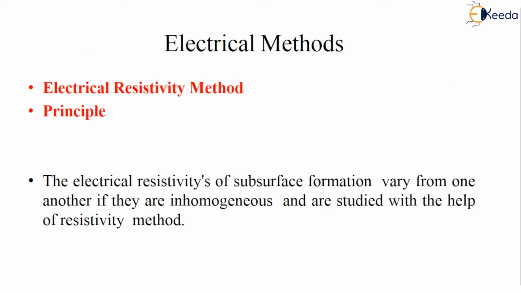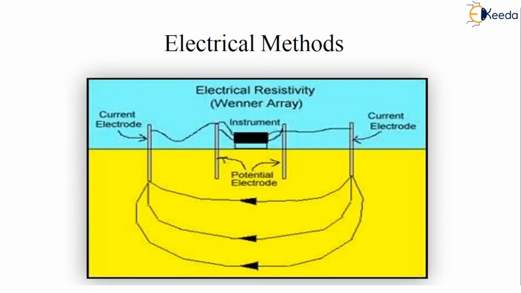So what is the principle? Here the electrical resistivities of the subsurface formation may vary from one another if they aren't homogeneous, and are studied with the help of the resistivity method. If the resistivity of the soils is a complicated function of the porosity, we have already learnt in the earlier slide. So in the case of a resistive subsurface body, current lines move away from it, and in the case of a conductive subsurface, the lines will move towards it. Here you have seen, here they are moving towards.